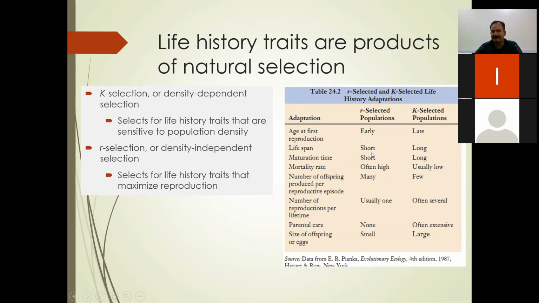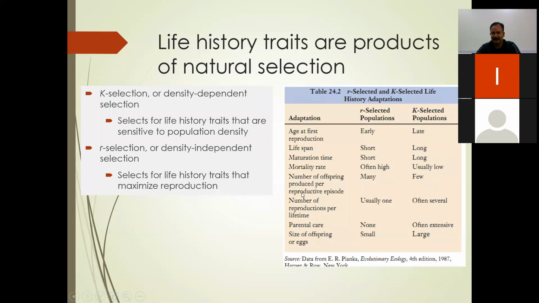Adaptations. In the case of r-selected, reproduction occurs at an early age, whereas in K-selected populations, it's late. The lifespan of r-selected populations is short, whereas K-selected populations live long. Maturation time is short, and in the case of K-selected, it takes more time for maturation. For example, in elephants and human beings, the maturation of individuals is quite late. Mortality rate is often high in r-selected and usually low in K-selected populations.